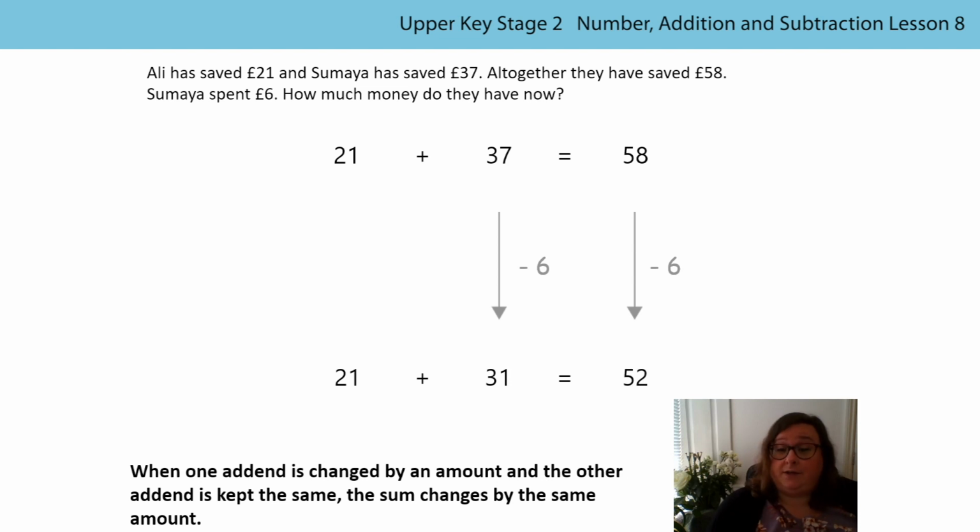to 52. And again, I could have recalculated. I could have done 21 add 31 to find 52, but I think it was more efficient to know that my change was to subtract 6. So all I needed to do, because I knew the value of the change, was subtract 6 from my sum to get 52.